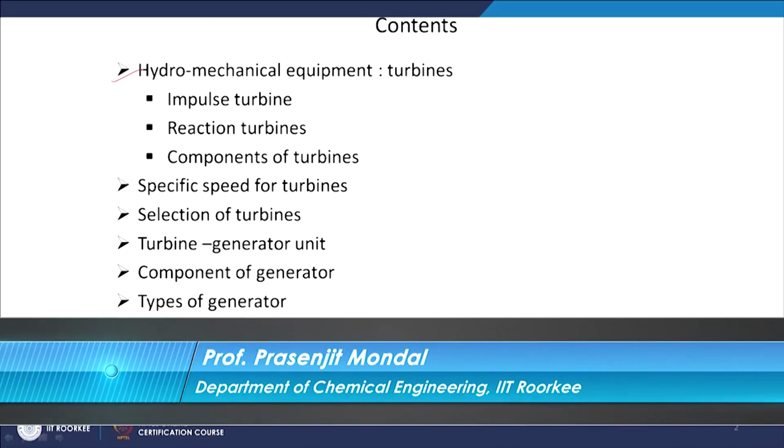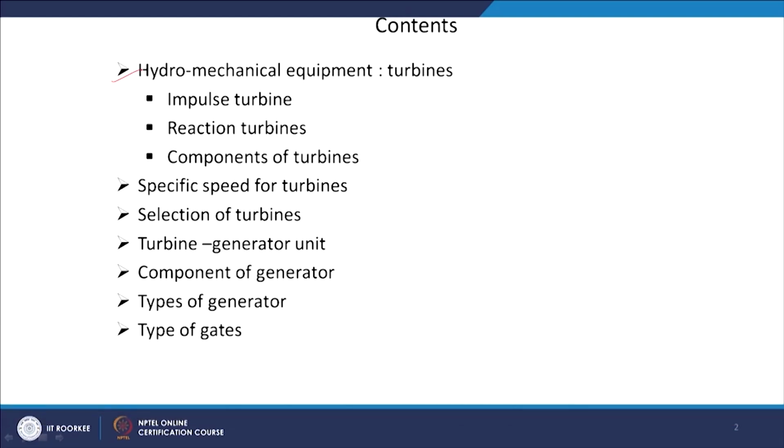Hi friends, now we will discuss the second part of hydro energy, and in this part we will concentrate on hydromechanical equipment, that is turbines. We will discuss different types of turbines, that is impulse turbine and reaction turbine, and components of these turbines, then specific speed for turbines, then selection of turbines and turbine generator unit, components of generator, and then types of generator and types of gates.